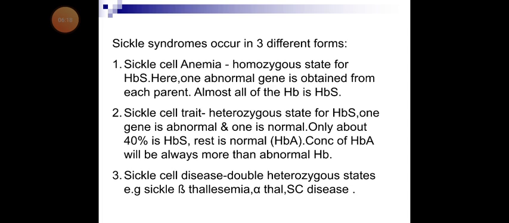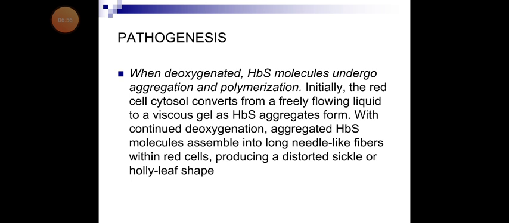Second is sickle cell trait, when one abnormal gene comes from the father or mother and one normal gene is there. That is the heterozygous state of HBS, one gene is normal and one is abnormal. Only about 40% is HBS and the rest is normal hemoglobin A. This is the basic difference between sickle cell trait and sickle cell anemia or sickle cell disease. Third is sickle cell disease with double heterozygous. What is double heterozygous? Sickle cell patients will also have manifestations of thalassemia, that is called sickle disease.